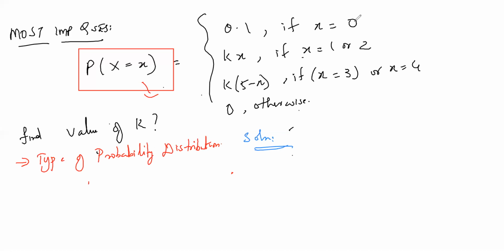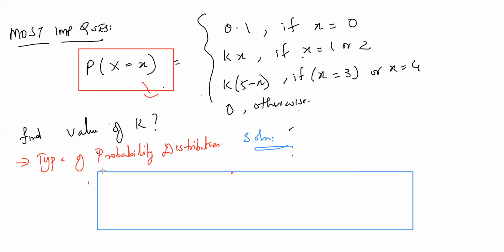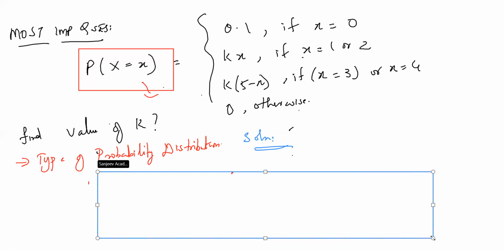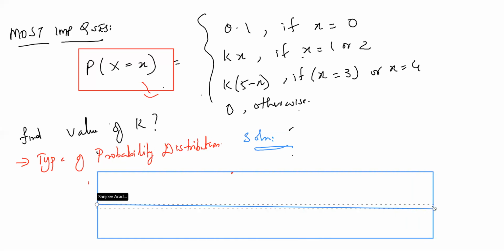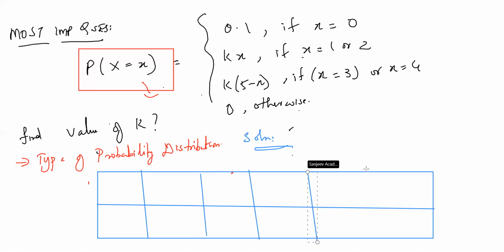Okay, we identified the question. Second step is what? To draw the box. So I have to just draw this box. Here x is equal to 0, 1, 2, 3, 4, so till that I have to draw 0, then 1, 2, 3, and 4. So this is x.